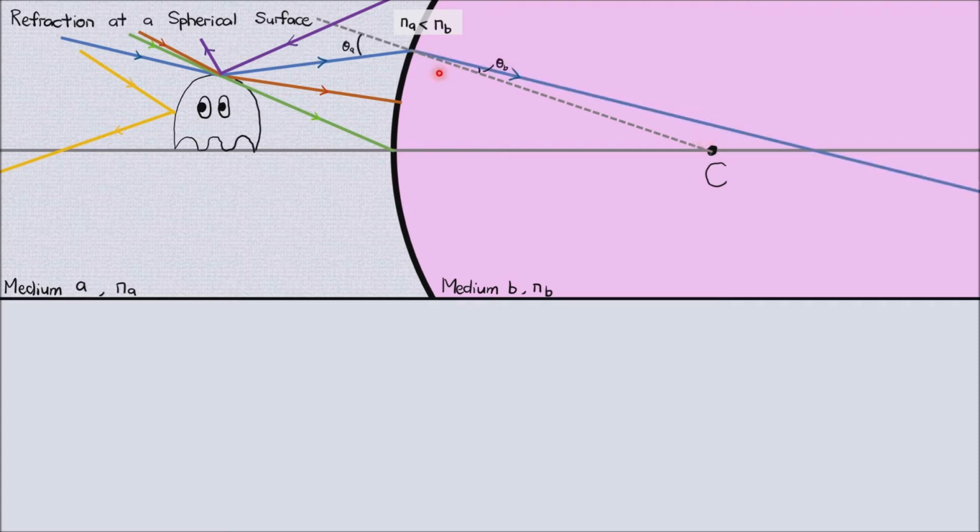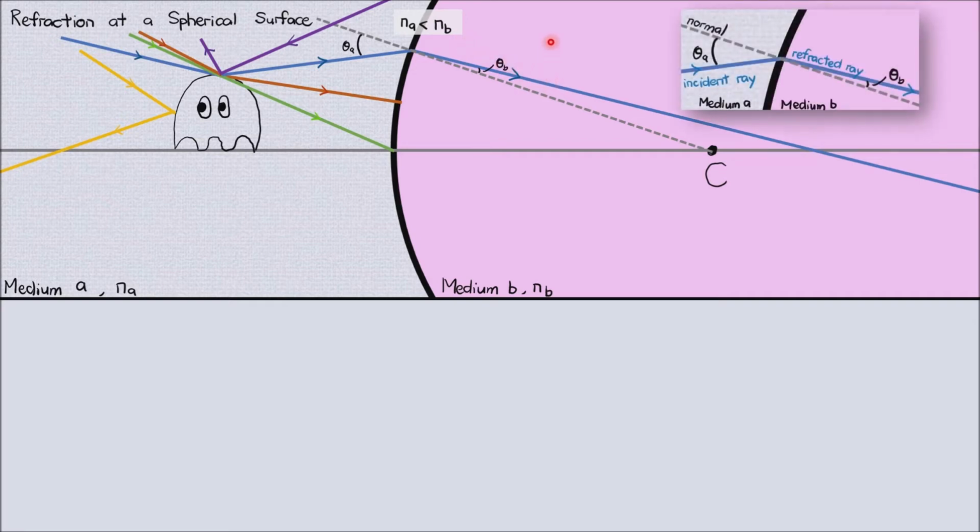How we determine it is, we label the angle between the incident ray and the normal line to be the angle of incidence. Since the second medium here has a greater index of refraction, the refracted ray will be refracted towards the normal. You have to recall Snell's law in order to know that it's refracted towards the normal.